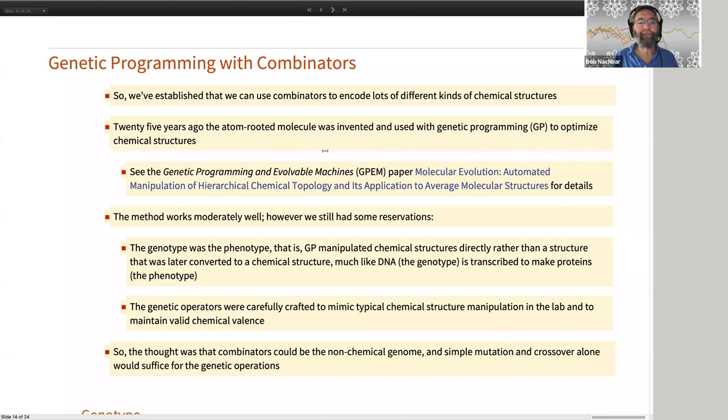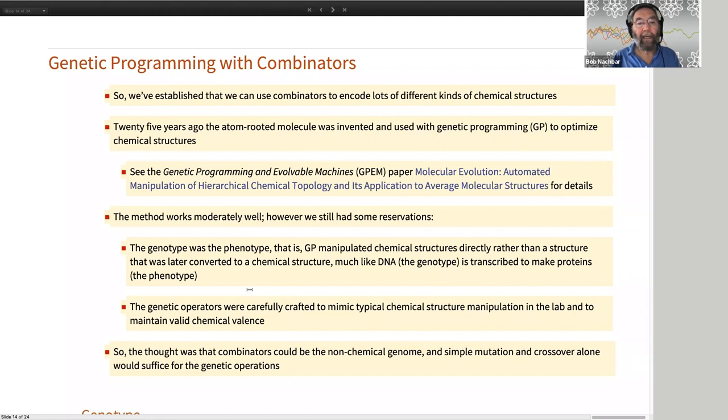Was the genotype, and it was the phenotype as well. We were manipulating the chemical structure directly, rather than something like DNA and proteins, where the DNA is the genotype, where you're doing crossover and mutation on nucleotide sequences, and they get transcribed into proteins.